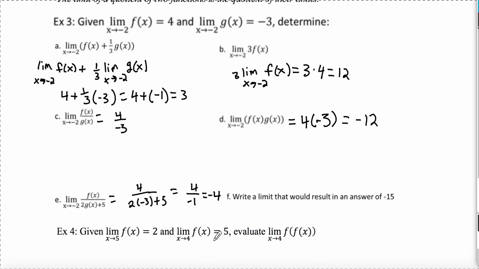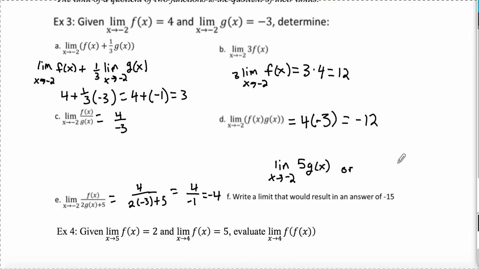All right. And sort of an open-ended one here, right? A limit that would result in the answer of negative 15. I want to make sure your limit notation is right. We need to write the limit as x approaches negative 2. But there's lots of ways you could have written this. If we want negative 15, it could be as easy as saying 5 times g of x, right? That would do it for us. 5 times that limit would be negative 3, so 5 times negative 3 would be negative 15.